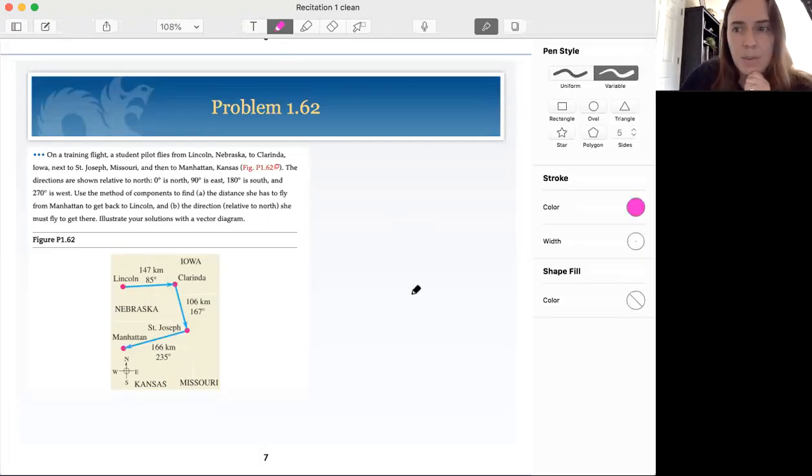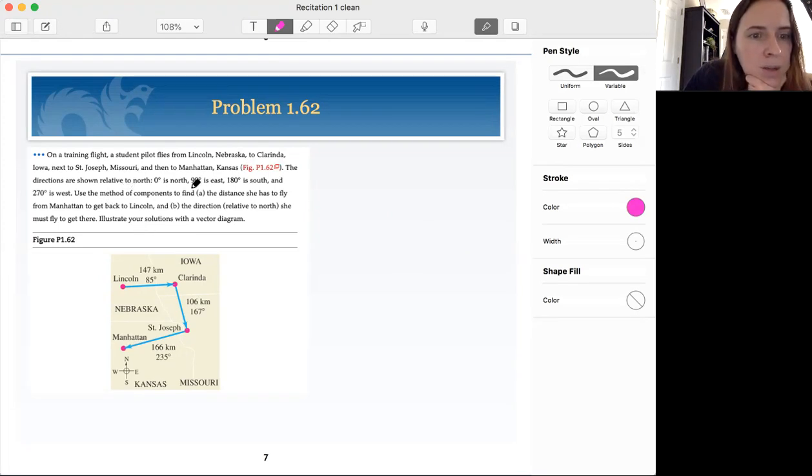Alrighty, last but not least, problem 1.62. On a training flight, a student pilot flies from Lincoln, Nebraska to Clarinda, Iowa, next to St. Joseph, Missouri, and then to Manhattan, Kansas. The directions are shown relative to north. 0 degrees is north, 90 degrees is east, 180 degrees is south, and 270 degrees is west.